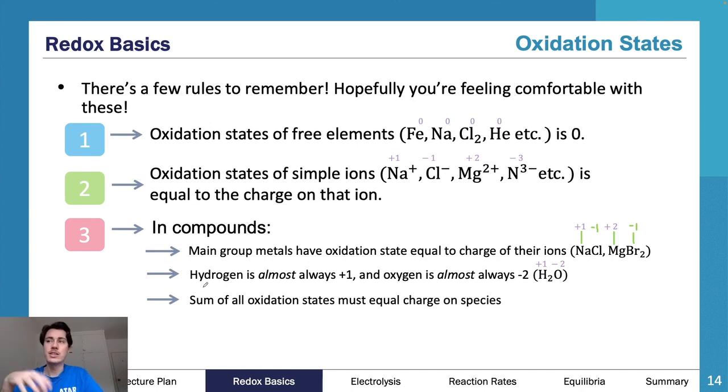Now, hydrogen is almost always +1. Oxygen is almost always -2. The only example I want you to know where one of those is not what it says there is oxygen in hydrogen peroxide. Hydrogen peroxide is H2O2.